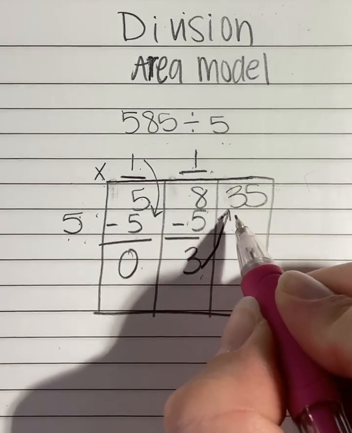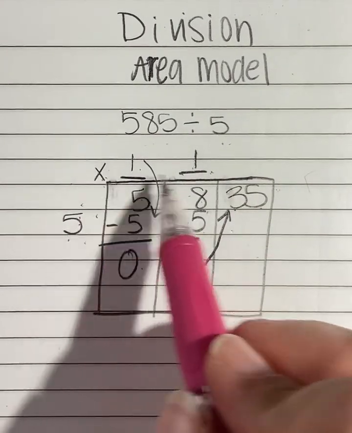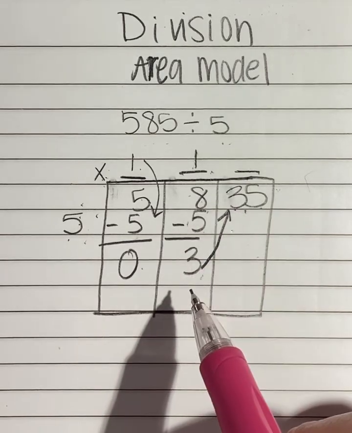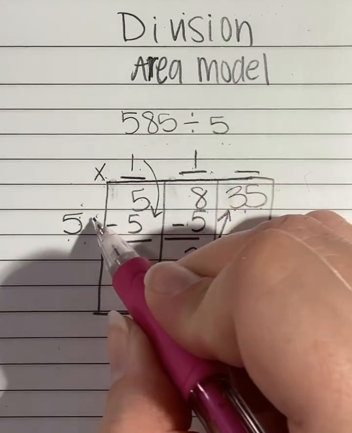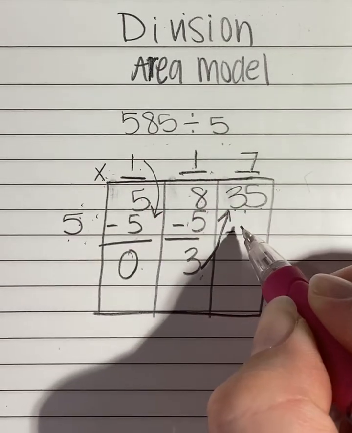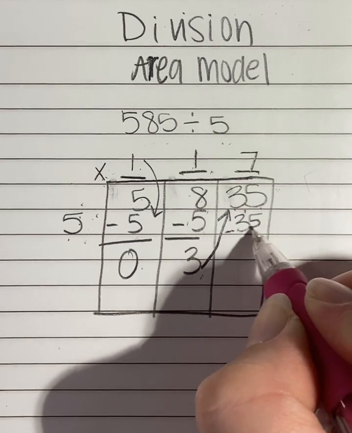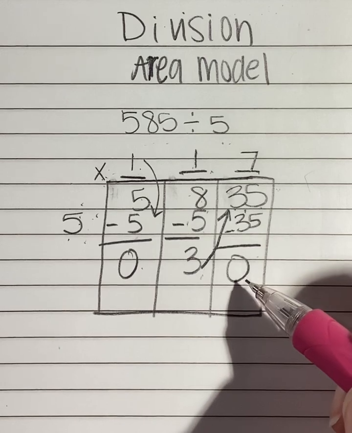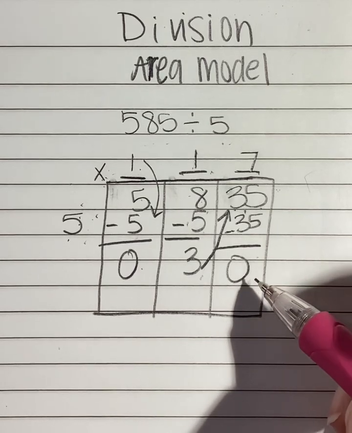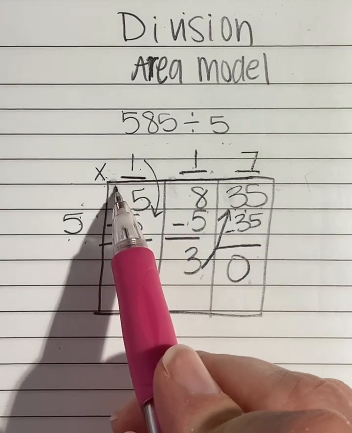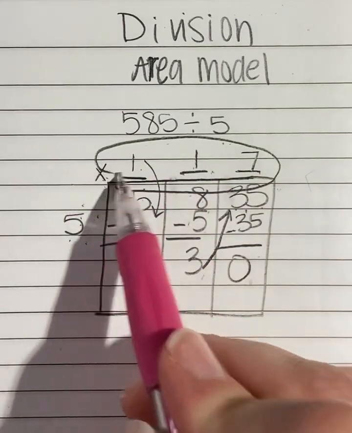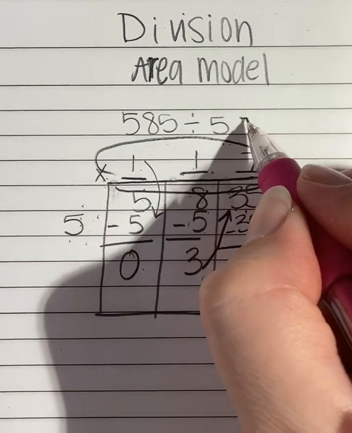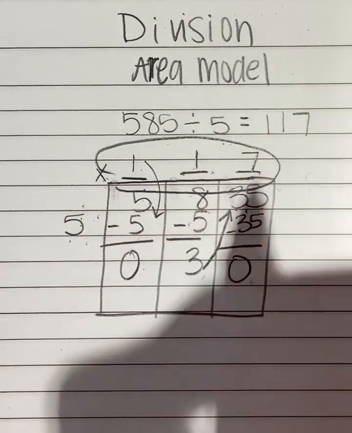Okay, this becomes 35. So 5 times something is going to give me 35. I know that basic fact of 5 times 7 equals 35. Bring it to the top, let it drop, and I have 0. I'm done. I'm at 0. I don't have to worry about a remainder because my problem's zeroed out. My quotient is at the top, 117. So 585 divided by 5 is 117.